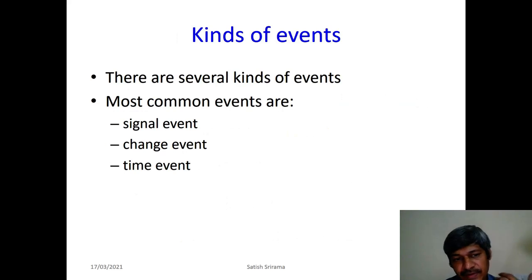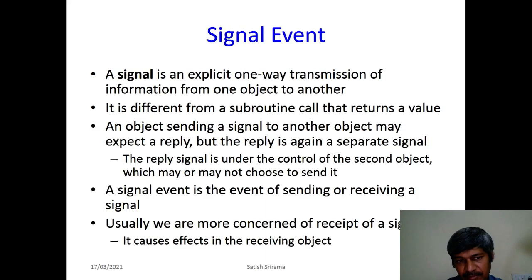There are several kinds of events possible. The most common of these are the signal event, the change event, and the time event. We'll be discussing these three in detail. Let's first look at the signal event. Before we look at the signal event, let us see what a signal is.